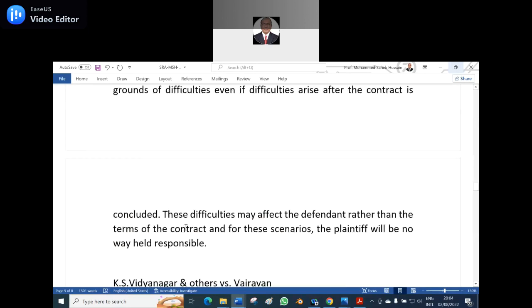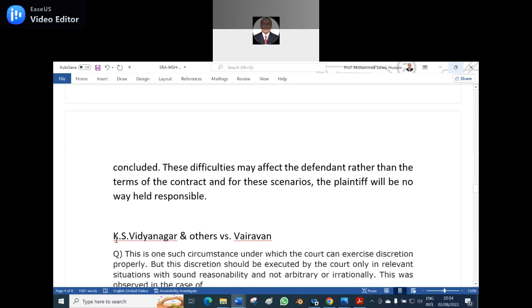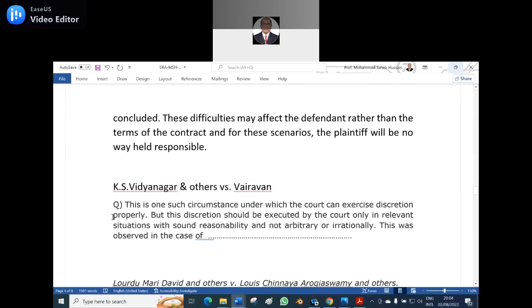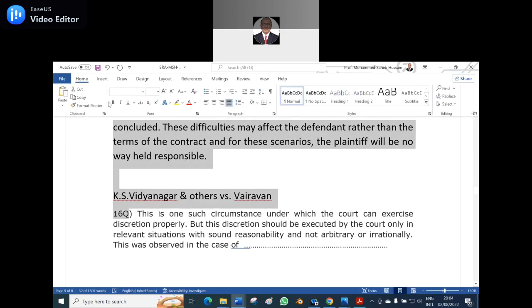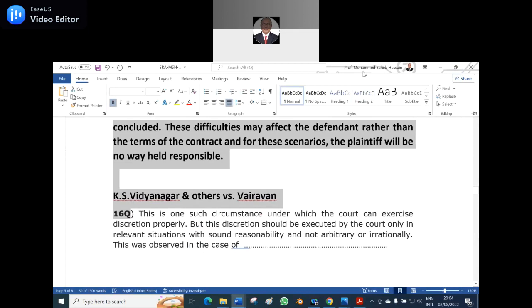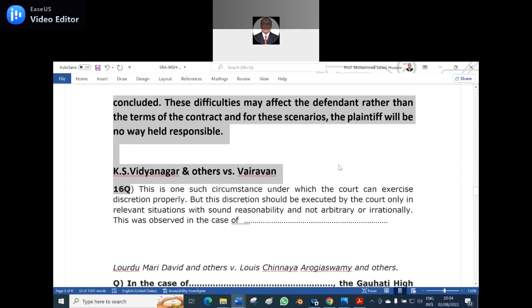Now, excuse me. 16th question. Can anyone unmute and read? 16th question. This one, which I am highlighting. Anyone can unmute and read? 16th question.